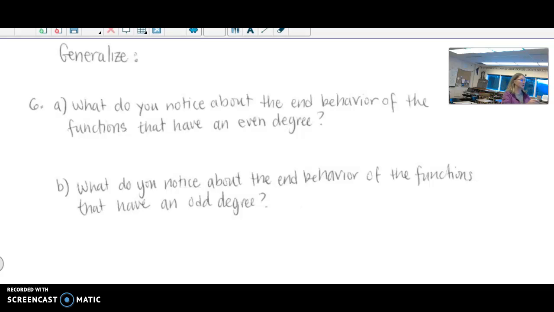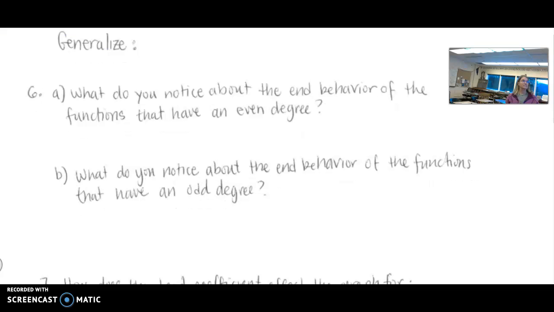All right, in this video, what we're going to do is generalize what we found about the ends of the polynomials based on the degree and the lead coefficient, along with a few other things. We're going to generalize some information about the number of possible zeros for a polynomial of degree n, and also the number of relative minimums and maximums.